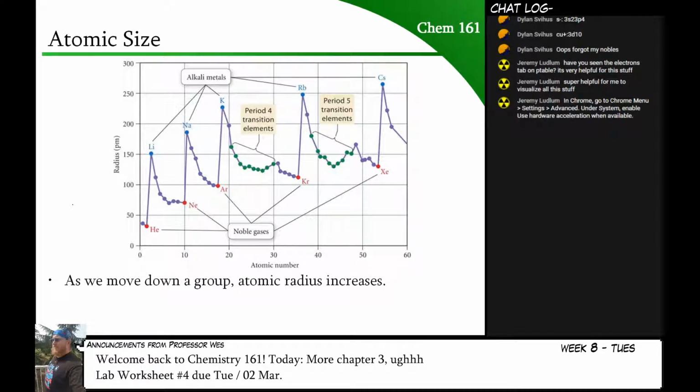So on this chart here, I have a graph that shows how atomic size is a function of atomic number. Or I'm sorry, how atomic size is a function of atomic number, because the radius would be the dependent variable there. I'm misspeaking.